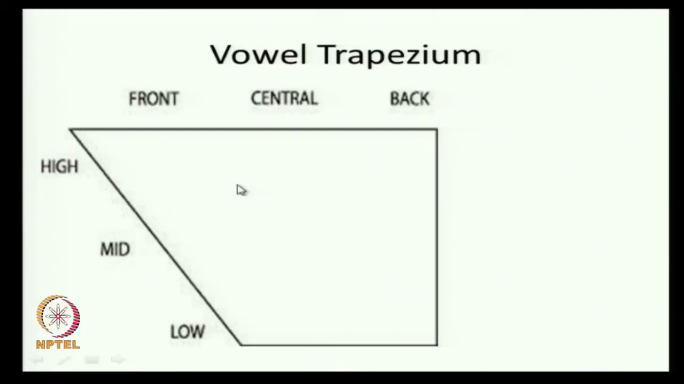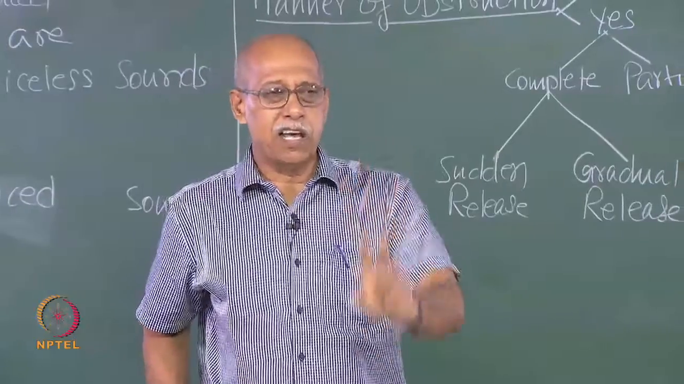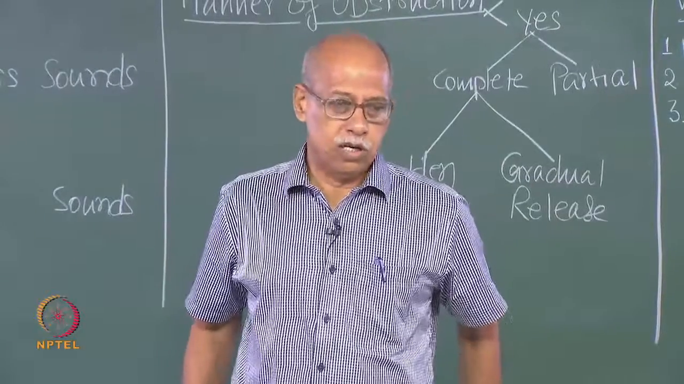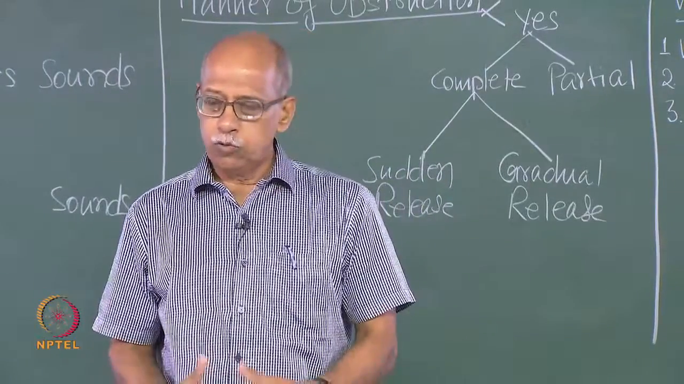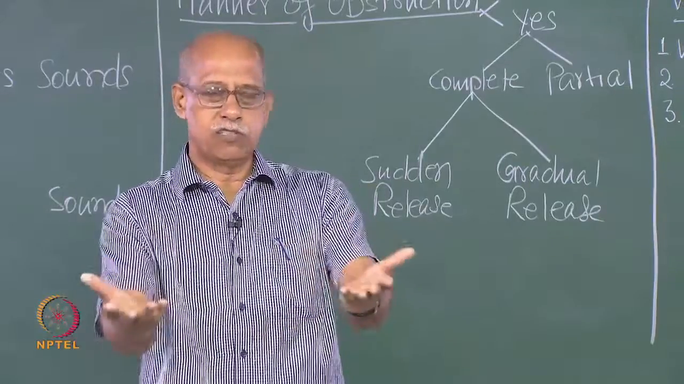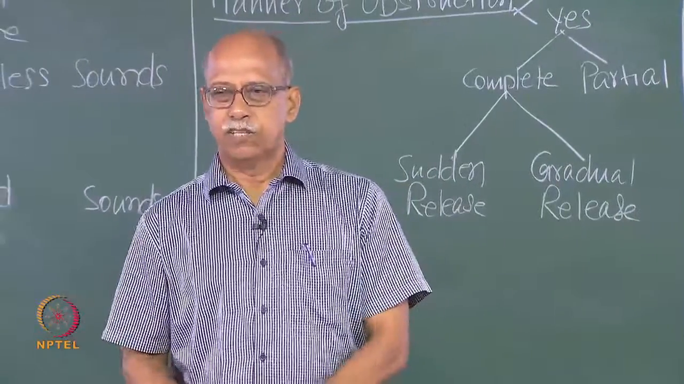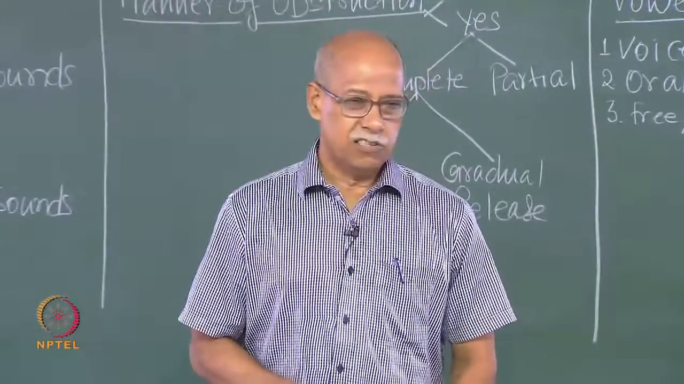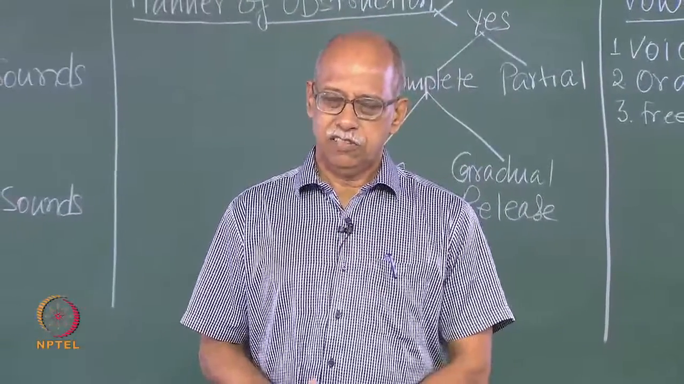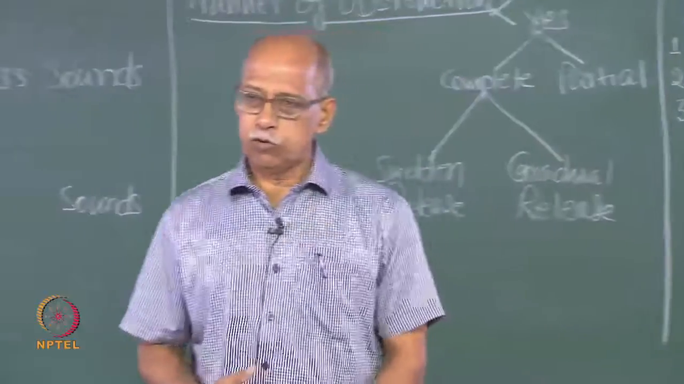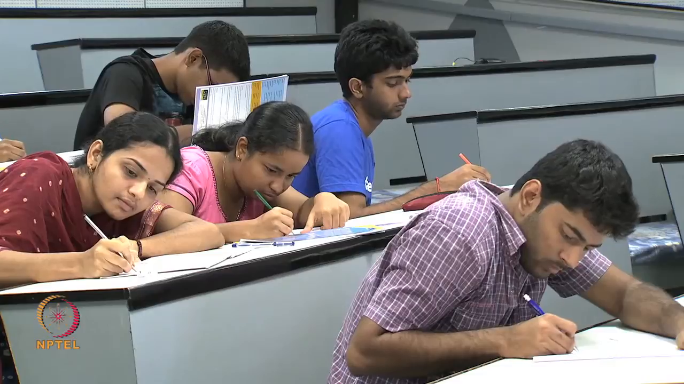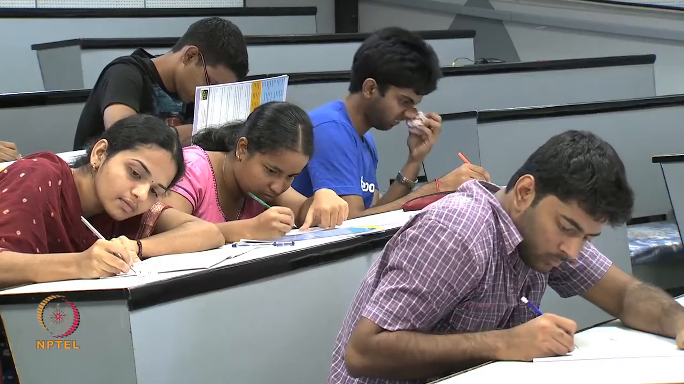What is a vowel trapezium? Vowel trapezium is an idealized description of that area in your mouth, in my mouth, in our mouth, from where we produce vowel sounds. Please write. Vowel trapezium is an idealized representation of the area from where we produce vowel sounds. Area in our mouth from where we produce vowel sounds.